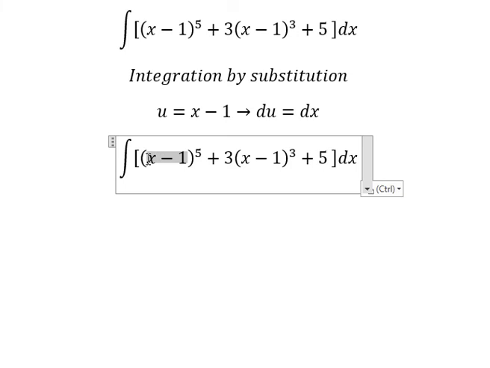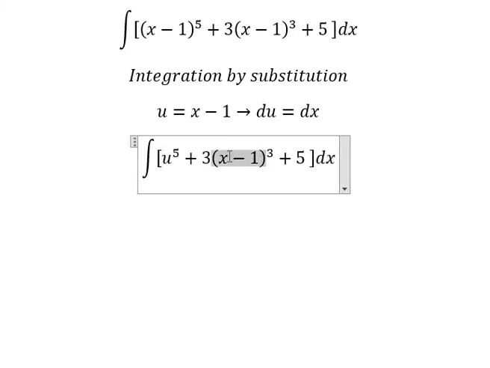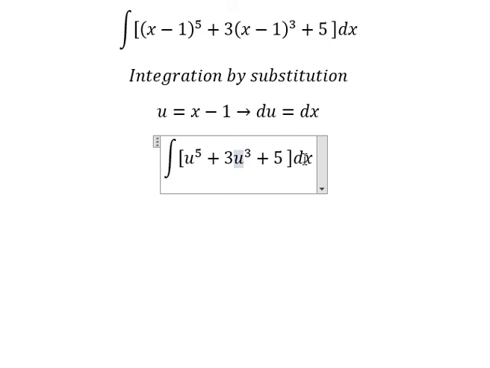This one we change by u. Similar for this one. dx we change by du.